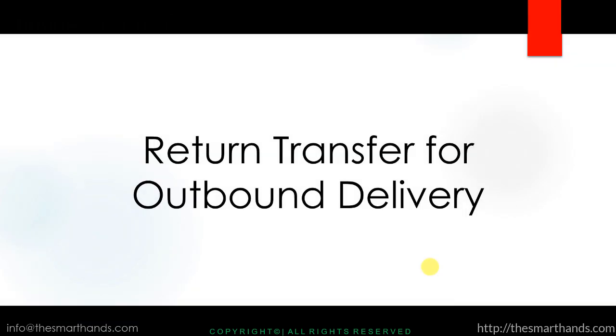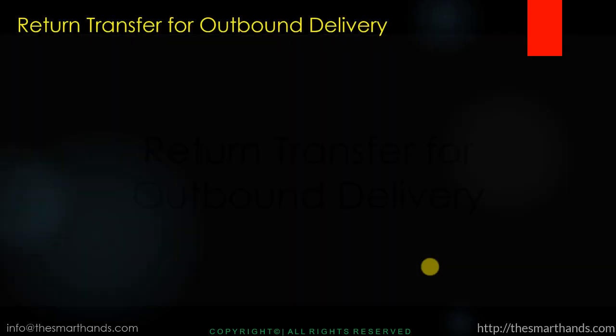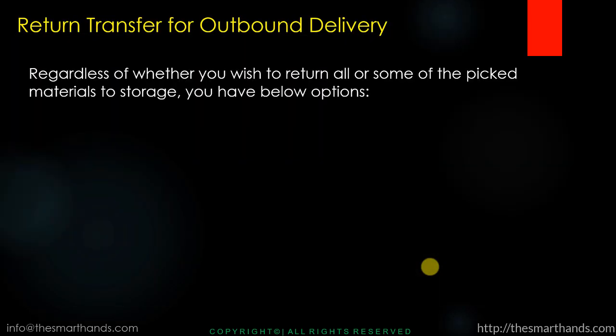So, return transfer for outbound delivery. Some theory regarding this first. Regardless of whether you wish to return all or some of the picked material to storage, you have the below options. As we have just seen in this business example, first we created a sales order, then from the sales order we created the outbound delivery. From the outbound delivery, we then created the transfer order, then we confirmed the transfer order, and finally we clicked on the post goods issue.